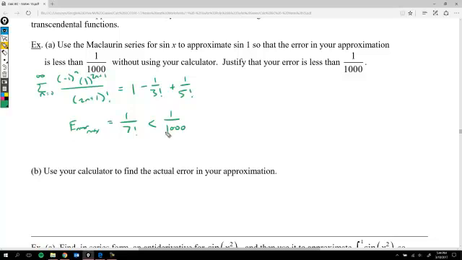It's about 1 over 5,000. 7 factorial is almost 5,000, a little over 5,000, I think. So that is definitely less than 1 over 1,000. So this is what my approximation is.